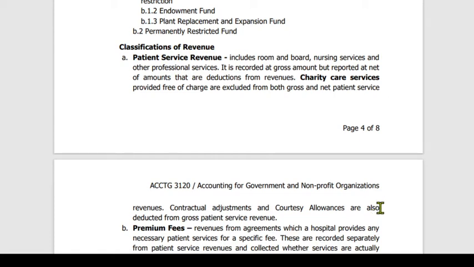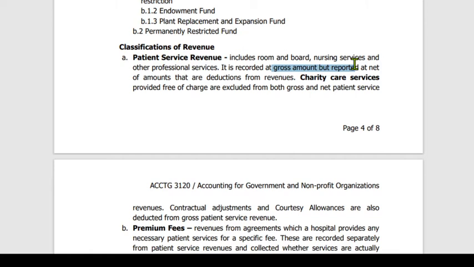gross patient service revenue. So, anong sinasabi dito? And this includes yung mga room fees, boarding, nursing, and professional fees na binabayad. Lahat yon ay classified as a patient service revenue when it is earned. So, ang sabi dito, it is recorded at gross amount. So, when it is recorded at gross amount, kung magkano yung total gross revenues nitong patient service.